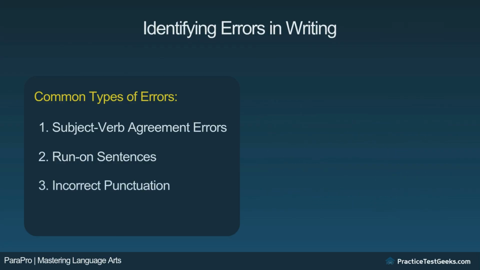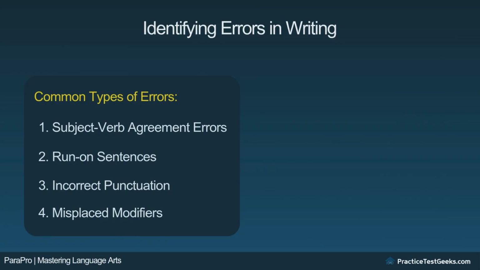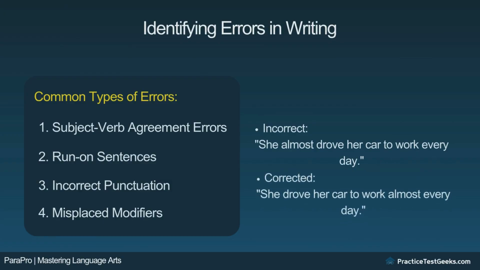3. Incorrect punctuation. Incorrect: I went to the store, I bought apples. Corrected: I went to the store and I bought apples. 4. Misplaced modifiers. Incorrect: she almost drove her car to work every day. Corrected: she drove her car to work almost every day.